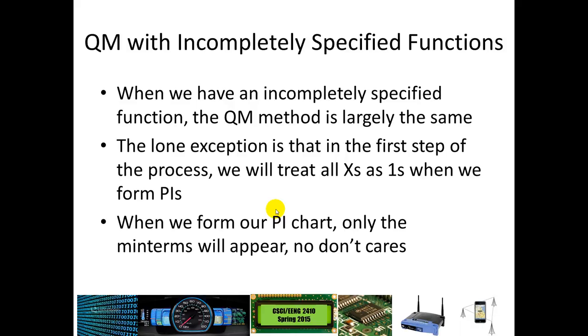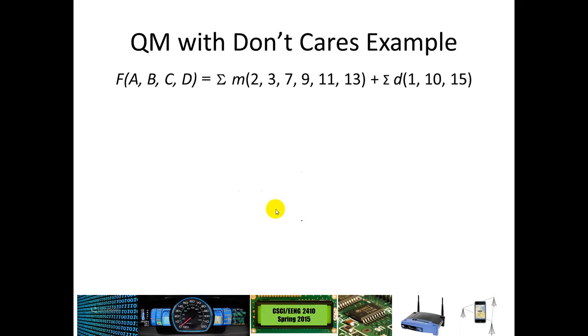That's why they're called don't cares. But we must cover our min terms. So here's an example. Let's suppose you had this function, which is going to involve min terms and don't cares. So you see the min terms listed there, but we don't care about 1, 10, and 15.